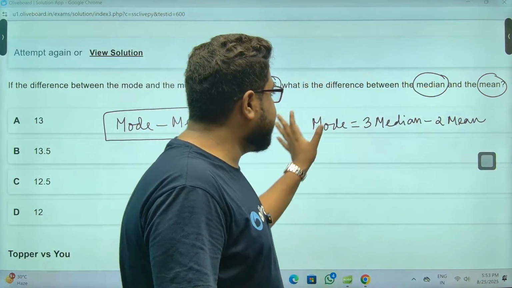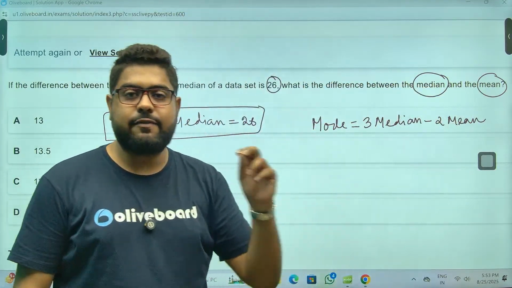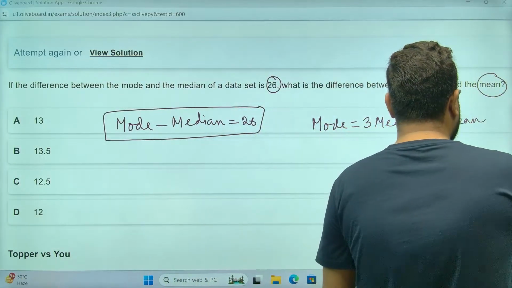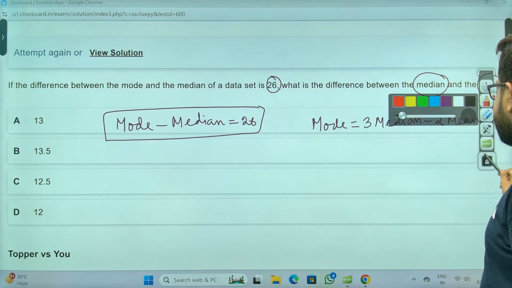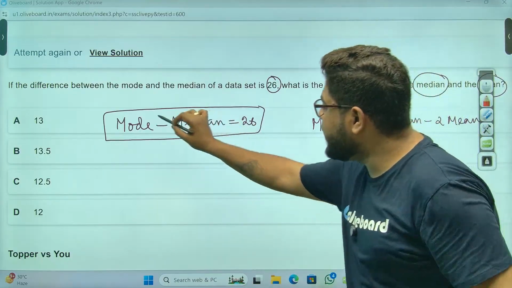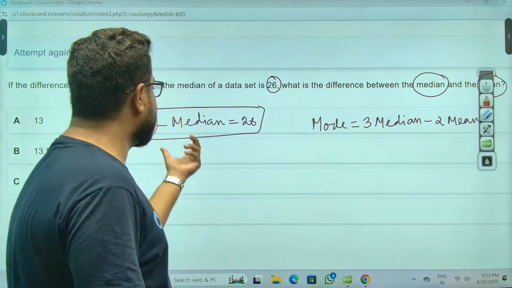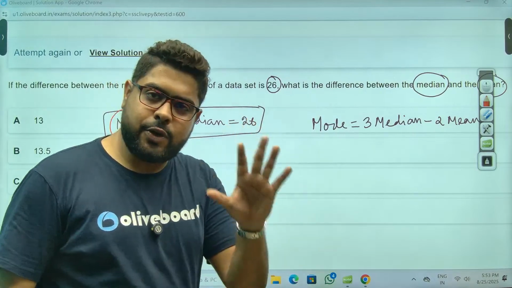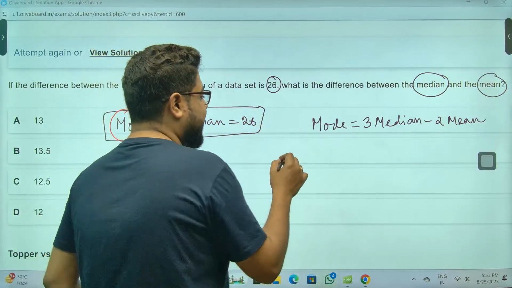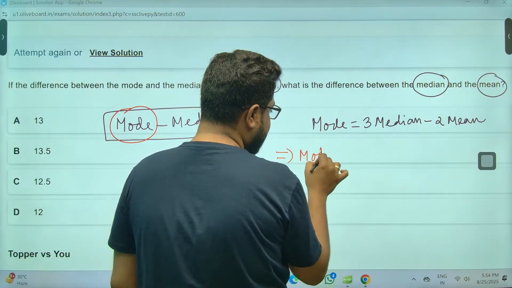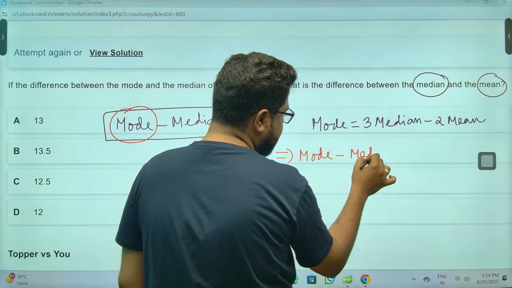Think like this: which variable in this empirical formula do I not need? I don't need mode. So replace mode. You can write mode is equal to 26 plus median. You can do it like this, but better to use the Karl Pearson method: mode minus median.